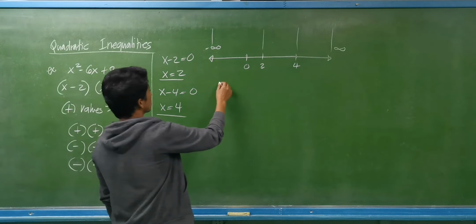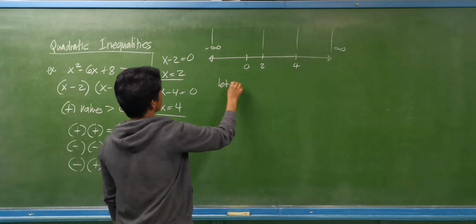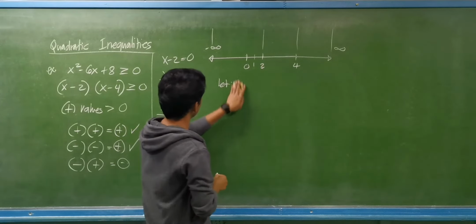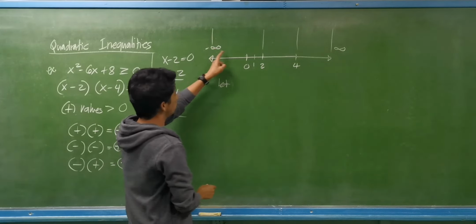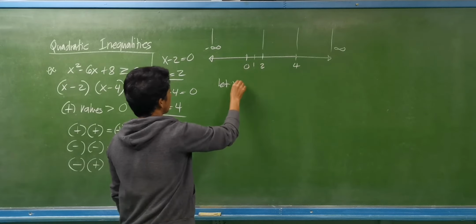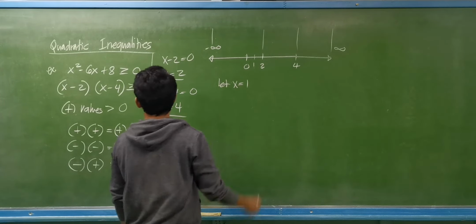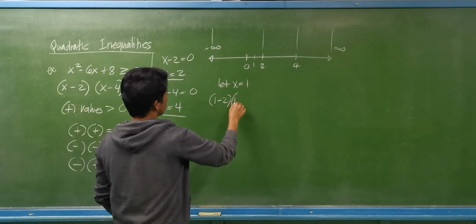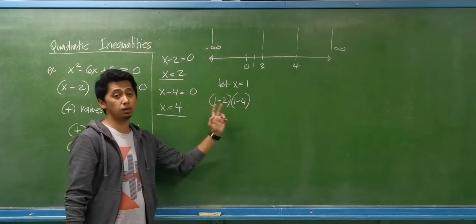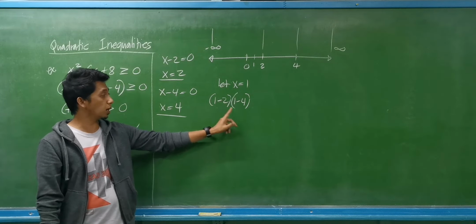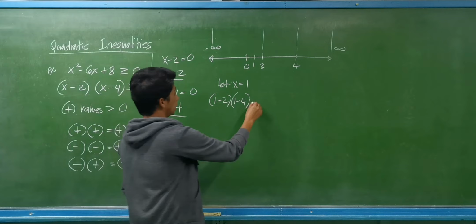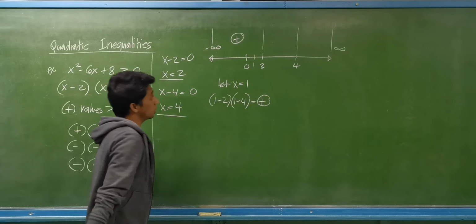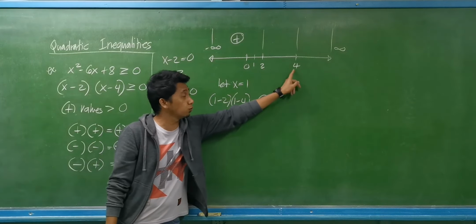Let's say x is equal to positive 1, since that is within the interval of negative infinity to positive 2. So we have 1 minus 2 multiplied by 1 minus 4. Is this a positive or negative value? This is negative 1 multiplied by negative 3, which results in a positive product. So this is positive.